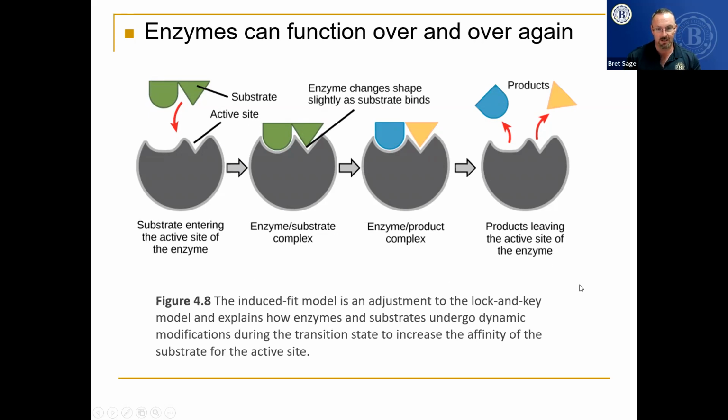Induced fit model is an adjustment to the lock and key model and explains how enzymes and substrates undergo dynamic modifications during the transition state. Anyway, this is from the book. It basically just means that they come together, the molecules get broken apart, and then they leave and it repeats.